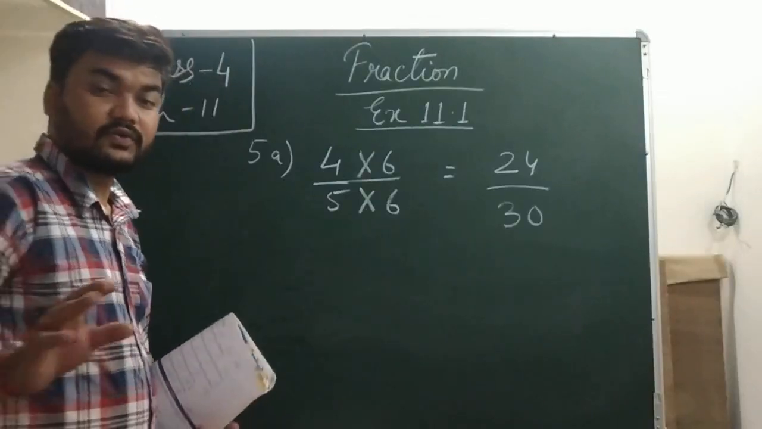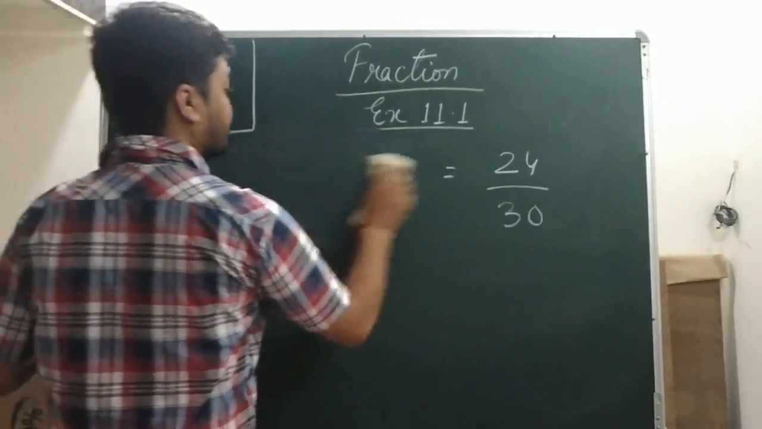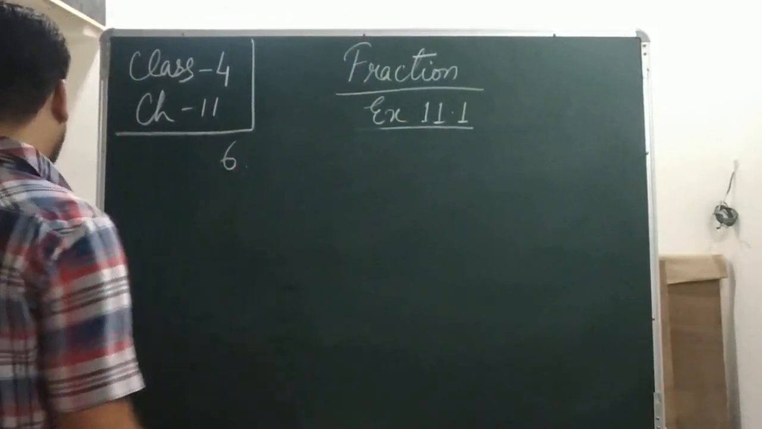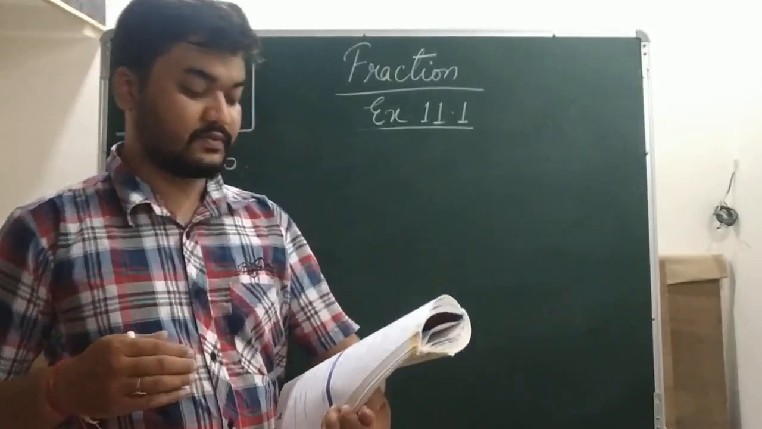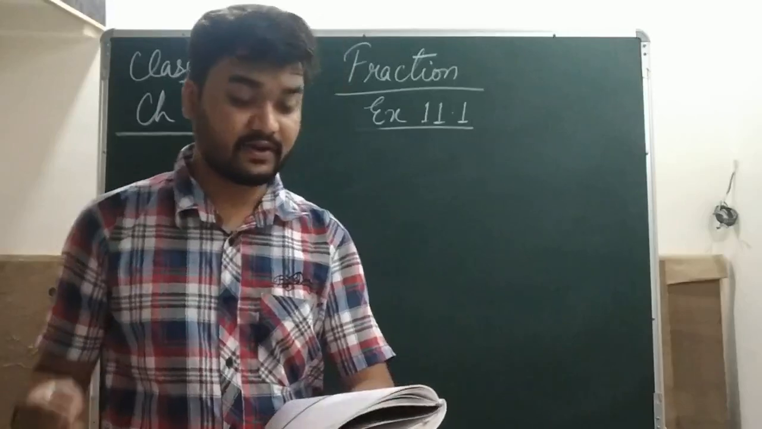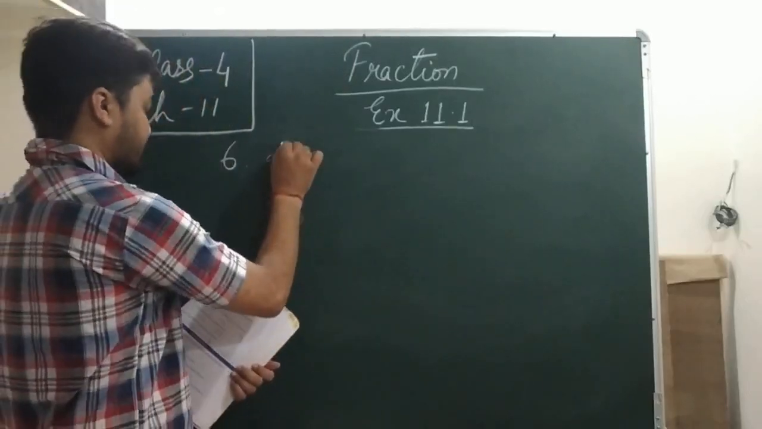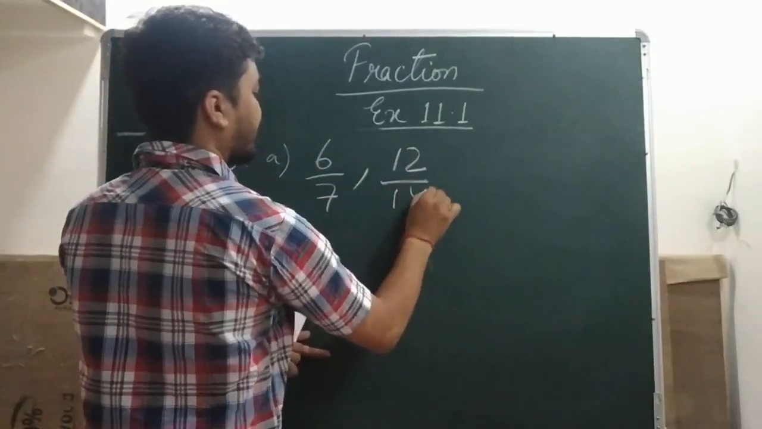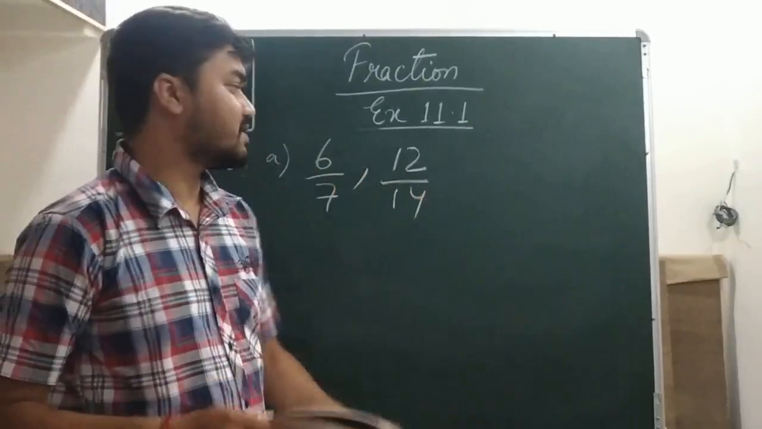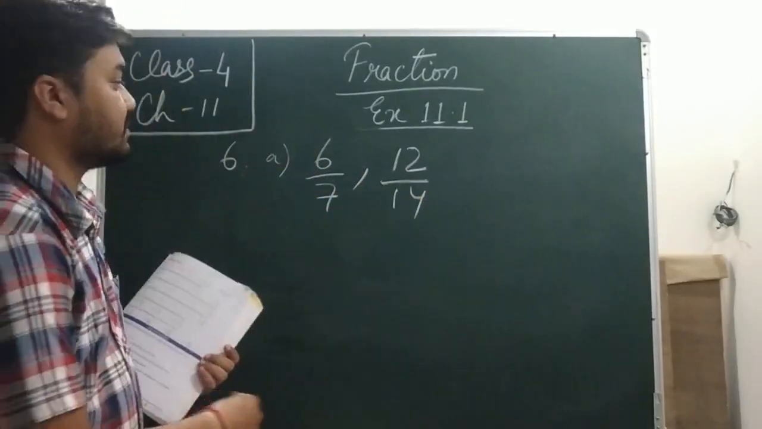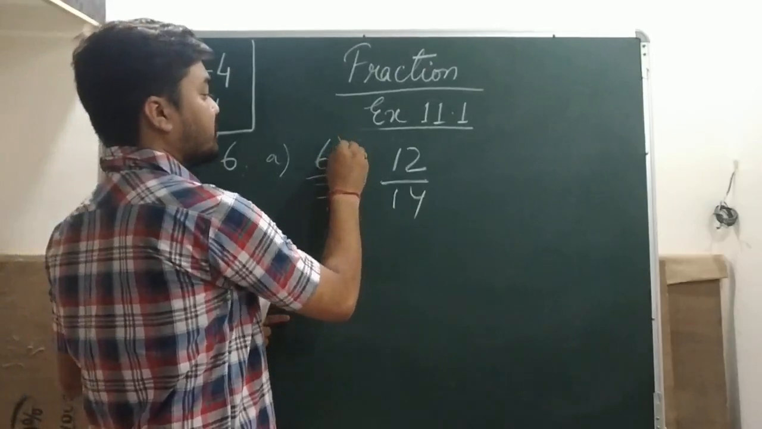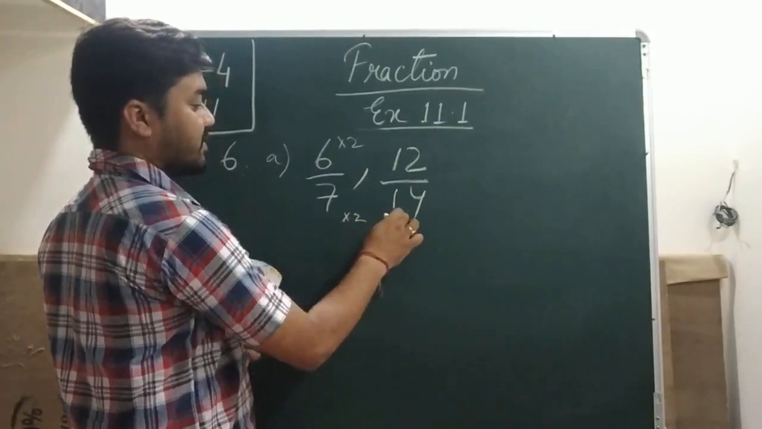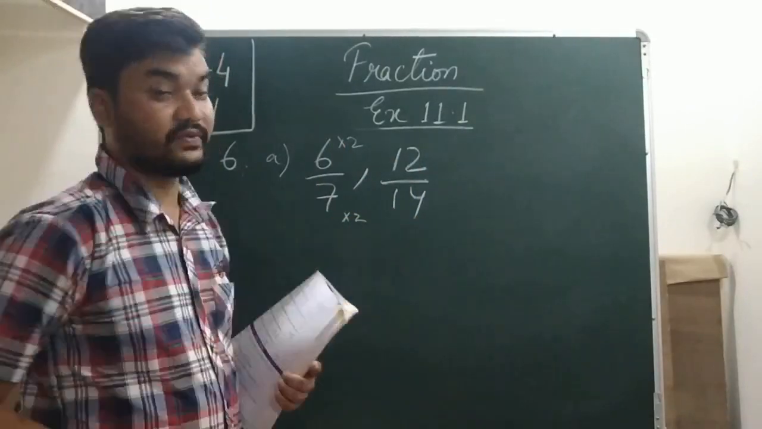Now moving forward, in question number 6, we have to say whether the numbers are equivalent or not. First, 6 by 7 and 12 by 14. Are these two numbers equivalent? Can you see a relation between them? See, 6 into 2 is 12. The similar number, if we multiply 7 to get 14, so you can say it is equivalent.